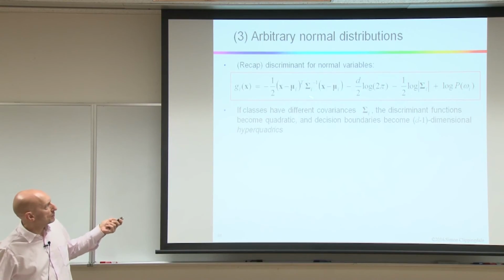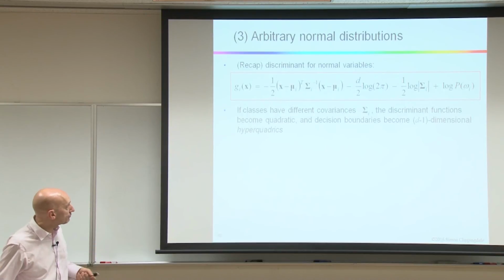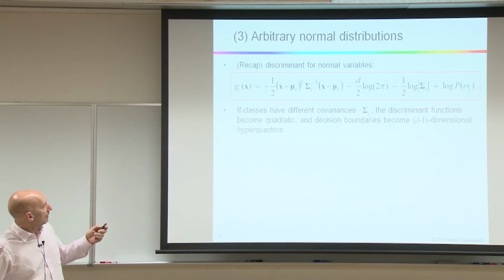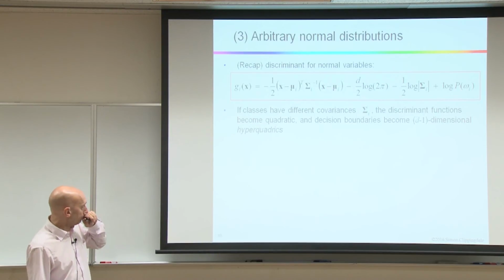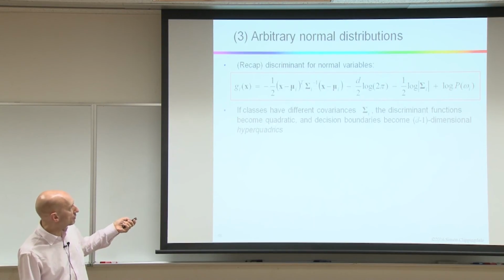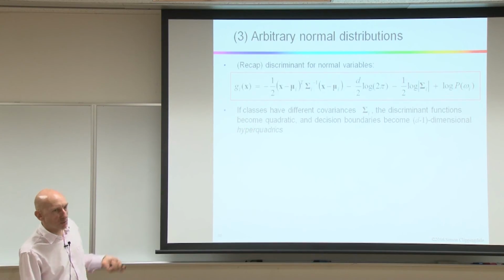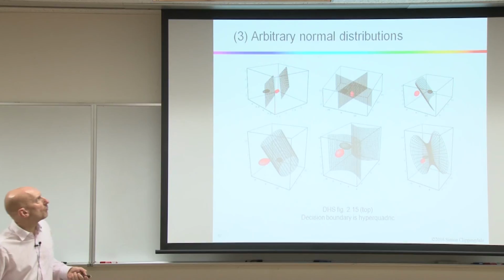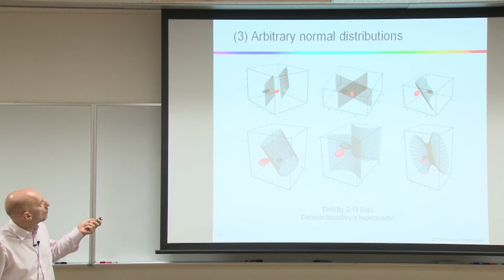arbitrary normal distributions, so they're not necessarily the same shape, they're not necessarily spherical. They can have different covariances in general, and then the discriminant functions become quadratic, and the decision boundaries become so-called hyperquadrics, which look kind of weird in some cases. Here's an example where you've got one spherical distribution and one elongated elliptical one.